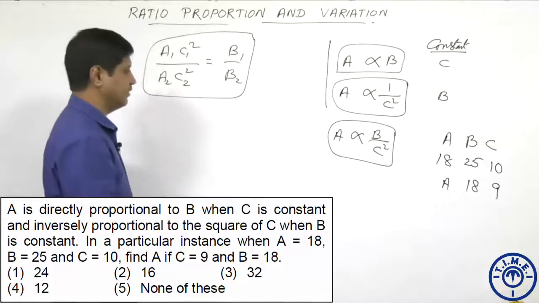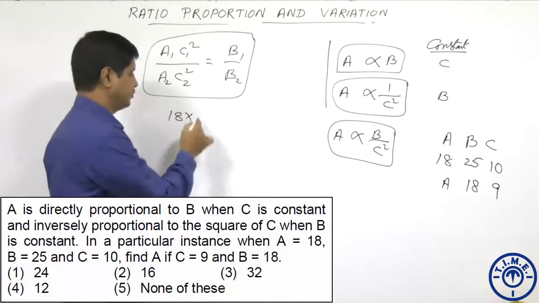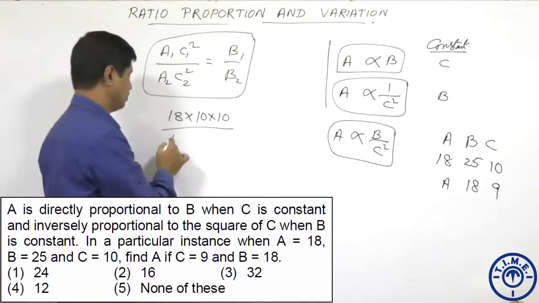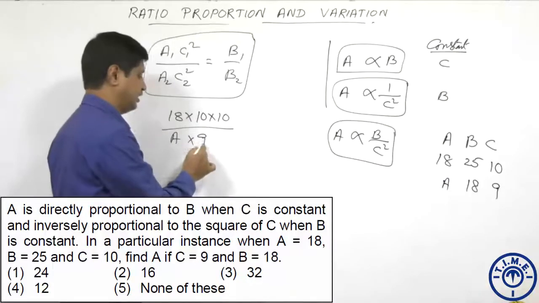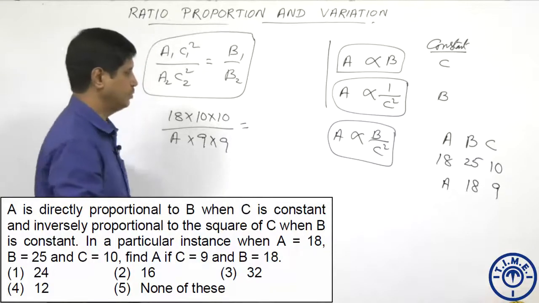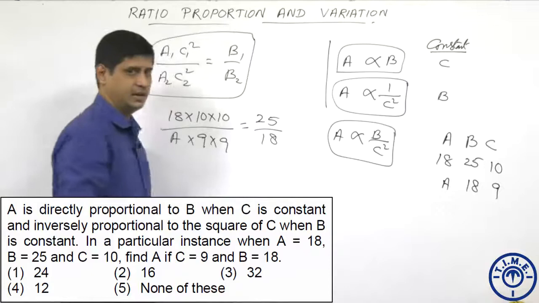Now, what about the A1 and C1 value? A1 is equal to 18, C1 is equal to 10. So, 10 into 10 by A2, to be found. Now, C2 value is 9. So, 9 into 9 is equal to B1 by B2. B1 is equal to 25, B2 is equal to 18.